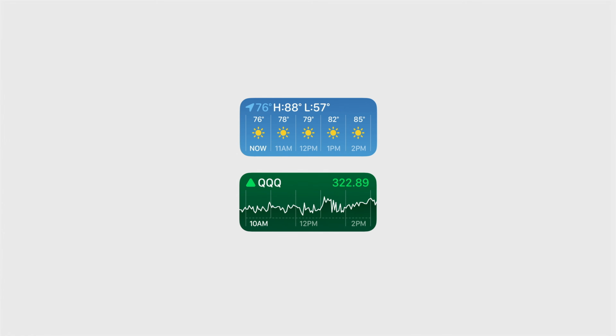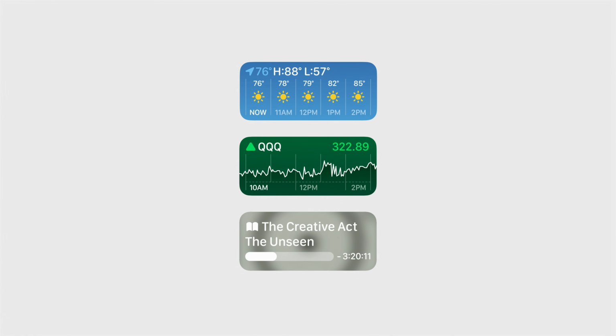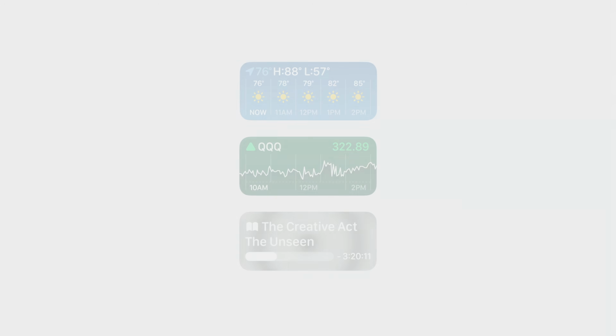For example, the weather widget shows a dynamic gradient to communicate changing climate conditions. The stocks widget shows red or green based on performance. And the audiobook widget shows the book cover just out of focus to set an ambient tone.